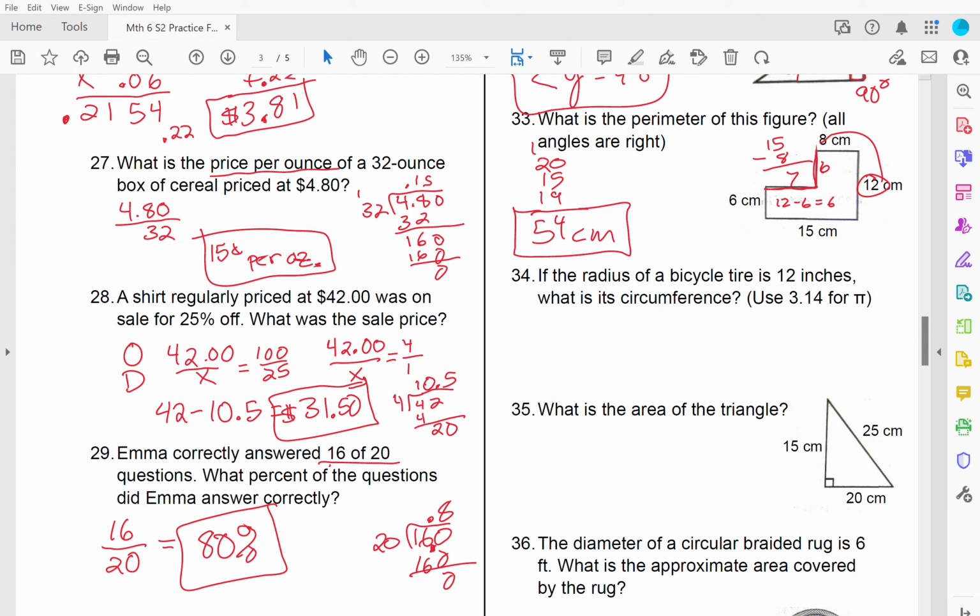Okay. If the radius of a bicycle tire is 12 inches, what is its circumference? Well, we have two equations, but the one that uses radius is 2 pi r. So, r in this case is 12. So we have 2 times 12 is 24. So we're going to multiply 3.14 by 24. 4 and 4 is 16, carry the 1, 4, 5, 12.